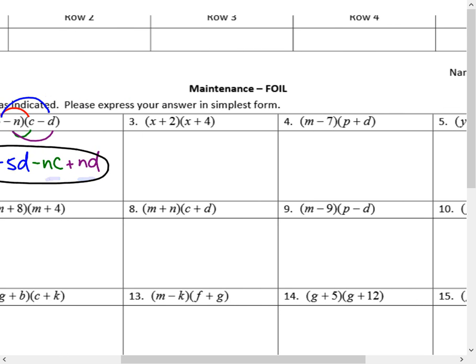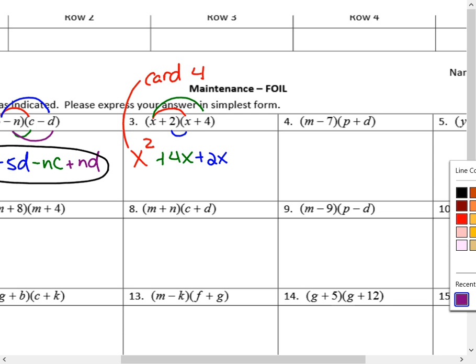Scrolling on to the next problem that says quantity x plus 2 times the quantity x plus 4. We have that x times x is x squared. For those of you that are wondering, that is card 4. Okay, the exponent does change when we're multiplying. This is followed by x times 4 is 4x. This is followed by 2 times x is 2x. And then the last one is 2 times 4 is 8.